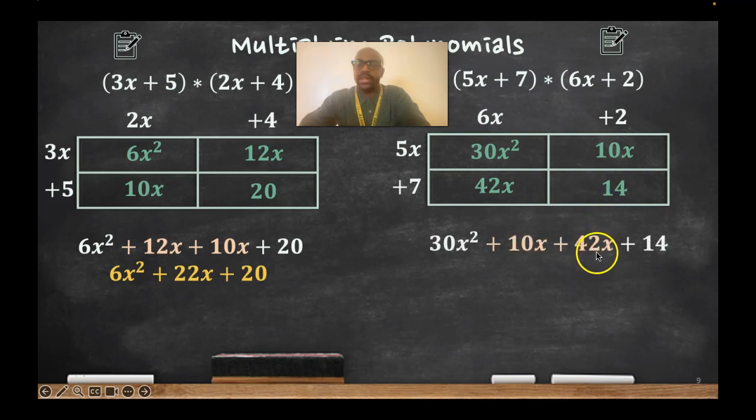Now we write our answer down here because we wrote all 4 terms. But we notice that we have like terms. You have 2 x terms. So you have a positive 10 and a positive 42. So once you combine those, you should get a 52x here. So then this would be our final result.